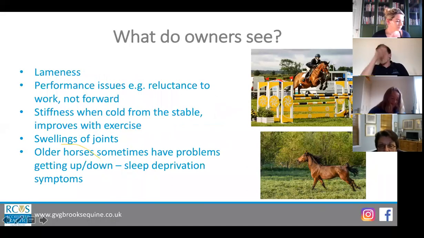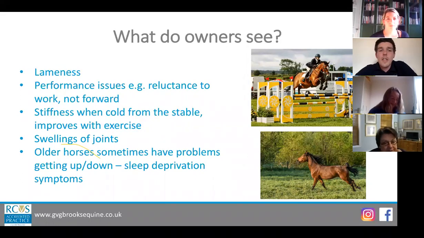So what do owners see? Why does an owner ask us vets to see their horses, when we might be thinking about arthritis? I think most commonly it's a lameness that raises a cause for concern. They can be mild to moderate, but actually they can be at the severe end of the spectrum too. It's really quite variable.